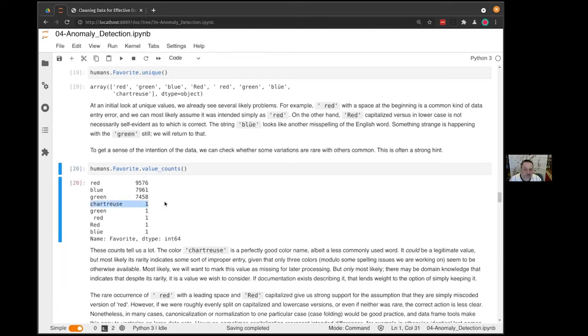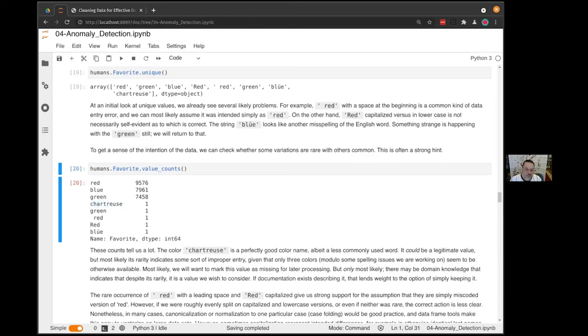But I noticed that one person has the favorite color chartreuse, which is a perfectly good color name. It's a less commonly used word than those others. So I already have this question about what I'm going to do with that particular observation. Do I think that's an anomaly, that someone has this very unusual favorite color choice? Or is it just that it's uncommon to have that particular favorite color? That's the kind of issue I want to pose to myself when I'm doing this data processing step. Obviously, this is a bit artificial in this particular example, but this is an issue.